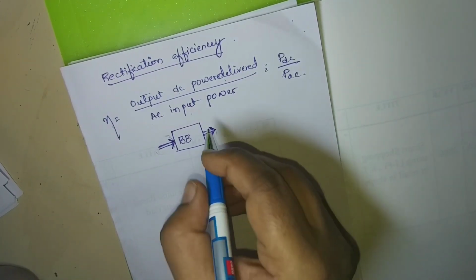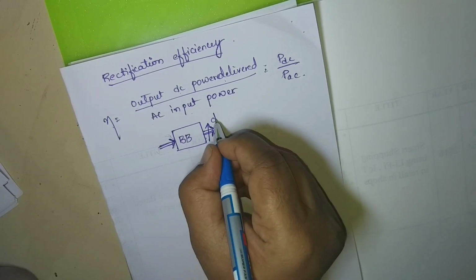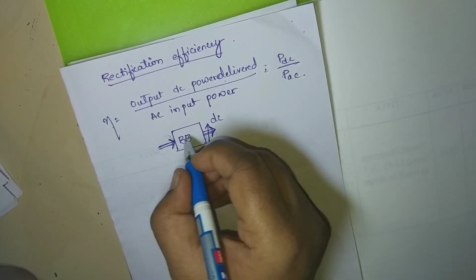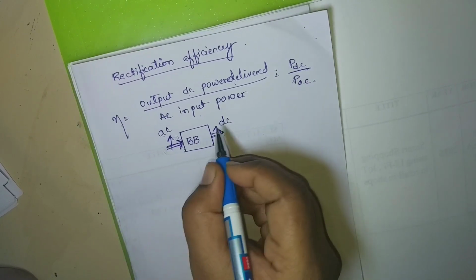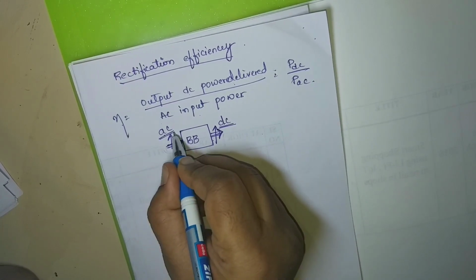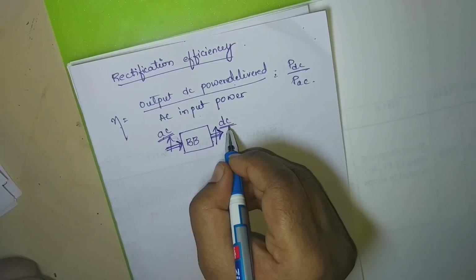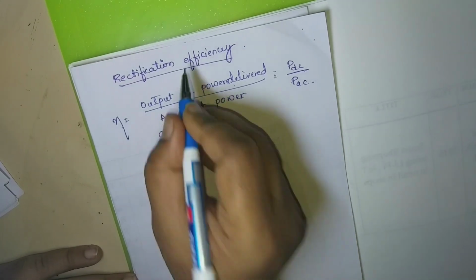So what is the output I need to get from this black box? It is always DC. What is the input I am giving? The input I am giving is always AC. I am giving AC input to get DC output. So if I give 100 units of AC, how many units of DC am I getting? That will be defined as efficiency.